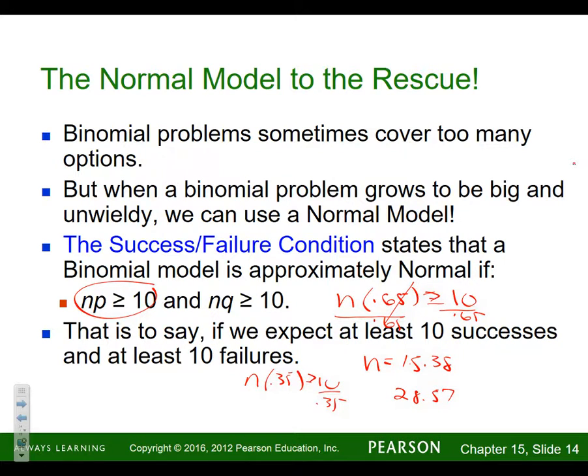28.57. So let's add those two up. Round it up. Don't round it down, because if you round it down, then you would be below those levels for either one of those. So in order for us to consider his distribution to be approximately normal, you'd have to take 44 shots. Does that make sense?